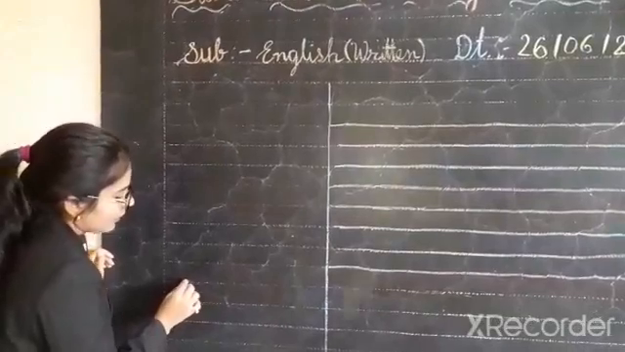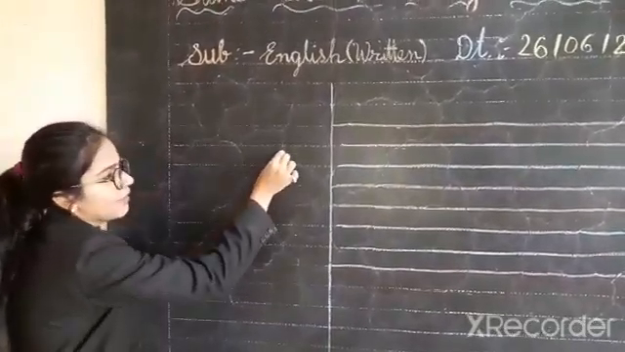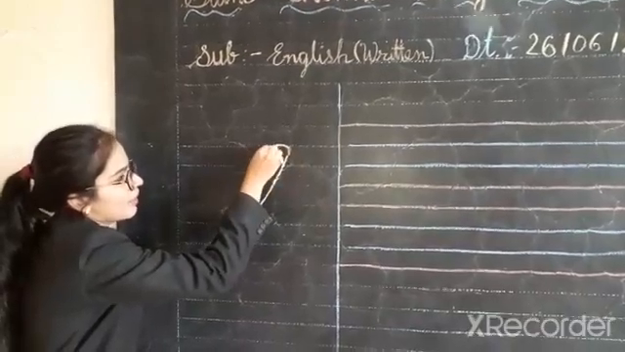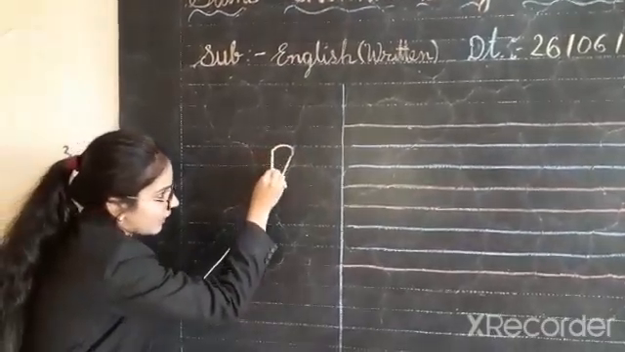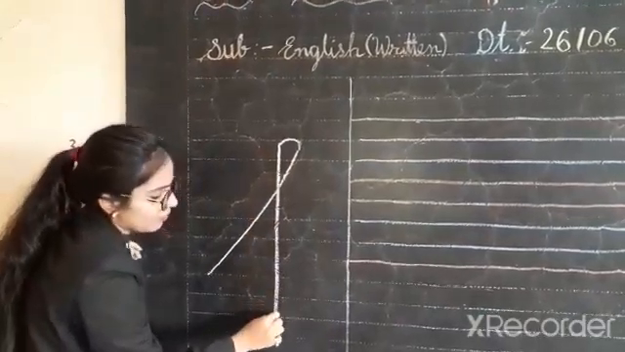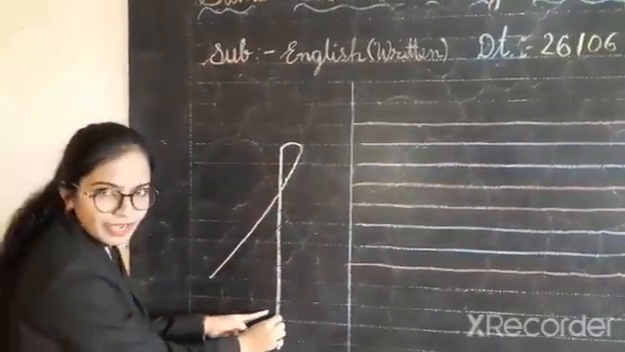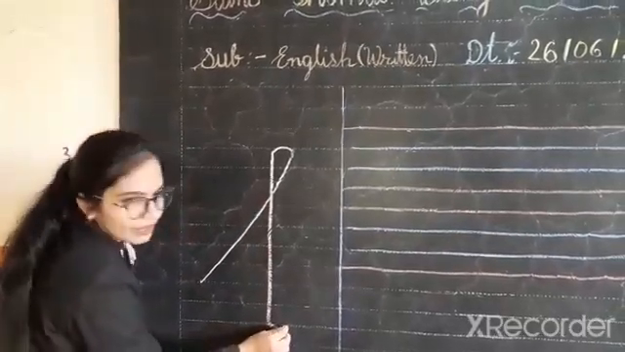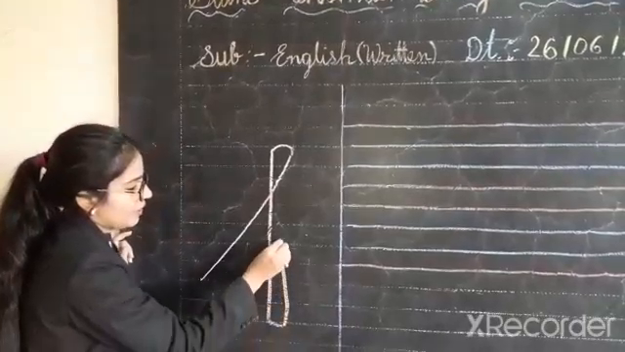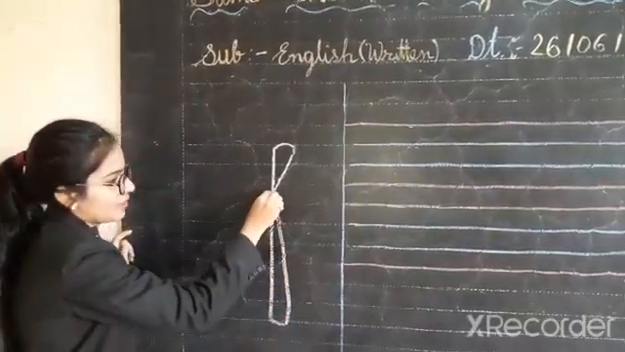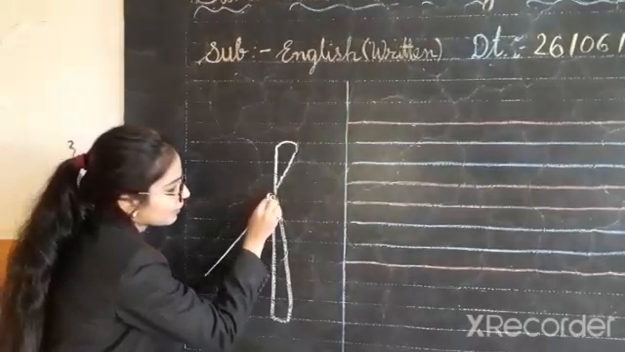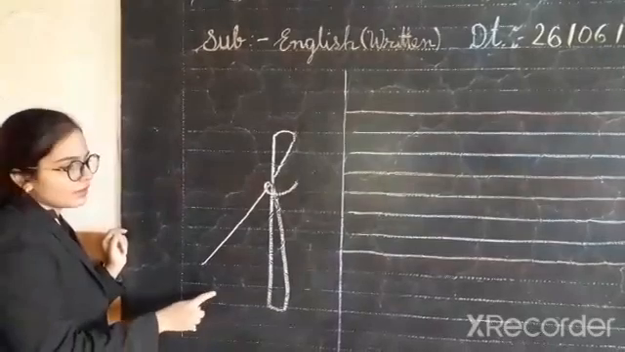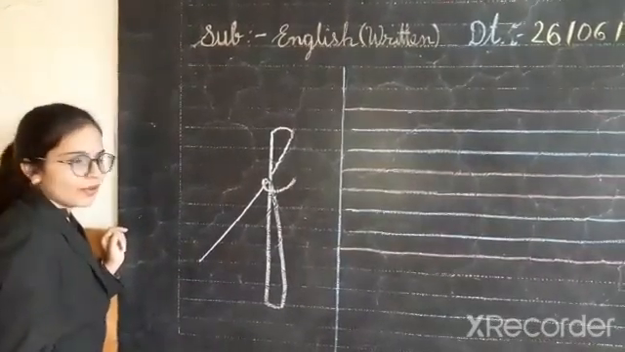You have to do slanting line. Okay, first you have to do slanting line, then do small curve, then do straight line, and do straight line and come down. From here you have to do again small curve, then go up, touch here, and then from here you have to do small curve. Okay, understood? This is our cursive F.